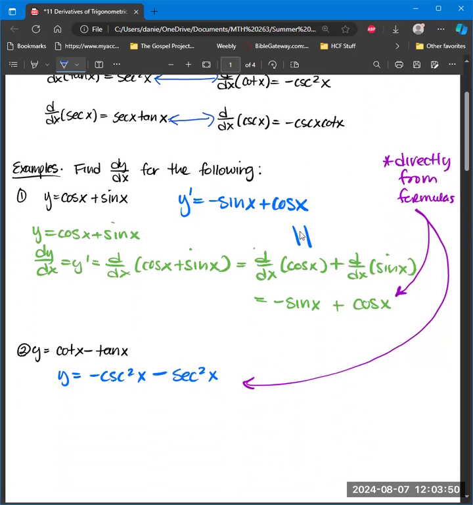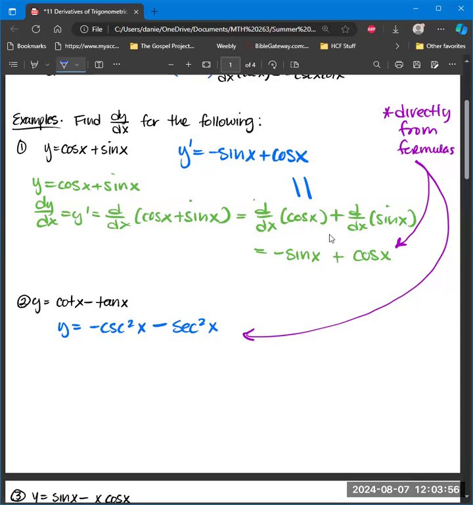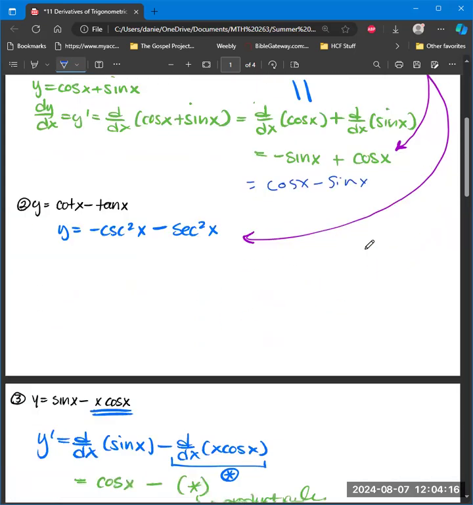All right, let's find the derivative of y equals cosine of x plus sine of x. To do that, we take the derivative of each part separately and add them together. The derivative of cosine is negative sine. The derivative of sine is cosine. Add them together. It's just as correct to say that this is cosine minus sine. That's good too. We're doing that directly from the formulas.